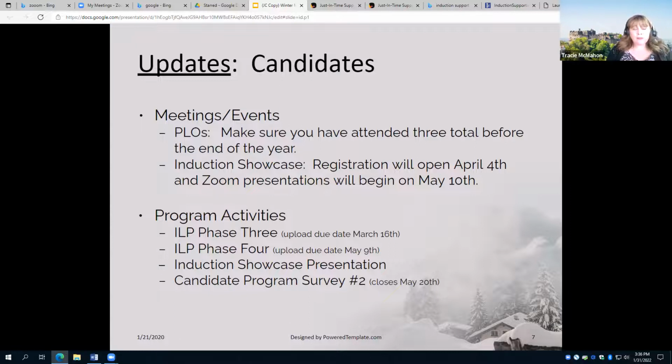So for candidates, updates. For your meetings, let's just take that separately from everything else. We get a lot of questions about the meetings. So PLOs. For the whole year, you have to attend 3. So just make sure you've attended 3 before the end of the year. And you're not giving us proof that you've gone. You're answering questions on your ILP about those PLOs. So by the time you get to your ILP 4, just make sure you've attended those PLOs, because you'll need to be able to answer questions regarding how they helped you meet your growth goals and things like that.